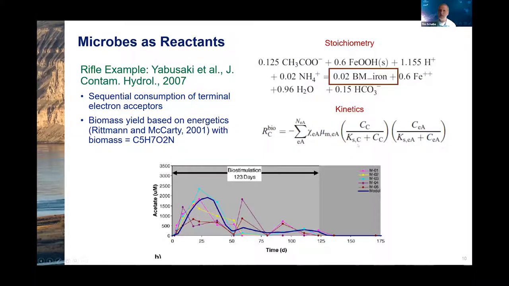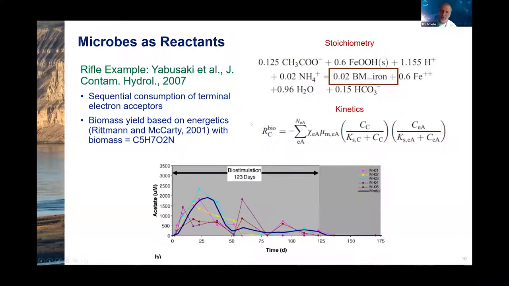So when you look at the kinetics of the reaction in this model, you see that there is this N, number of electron acceptors, NEA, and those could vary from oxygen, nitrate, iron, sulfate, right down the ladder. And as each of those is sequentially consumed, this indicator variable chi is changed from 0 to 1. So initially it would be 1 for oxygen, and then as oxygen is depleted, it would go to 0 and it would become 1 for nitrate and so forth. And so the way that these are often represented kinetically is in terms of a dual Monod model, where the rate of the biological process depends on the concentration of the electron donor and the concentration of the terminal electron acceptor, parameterized by these half saturation constants.